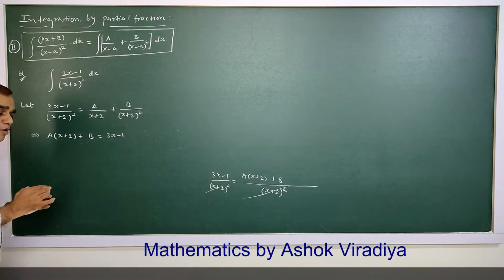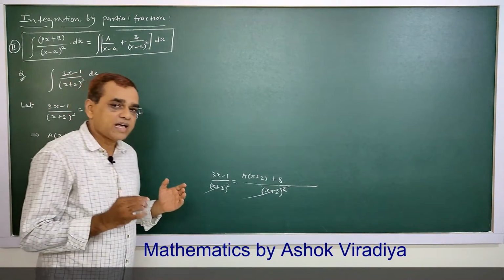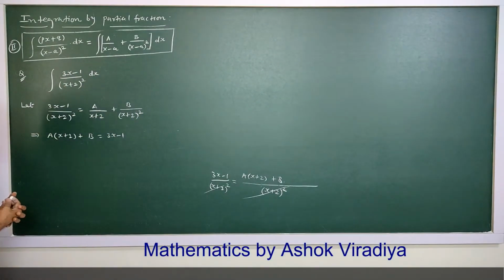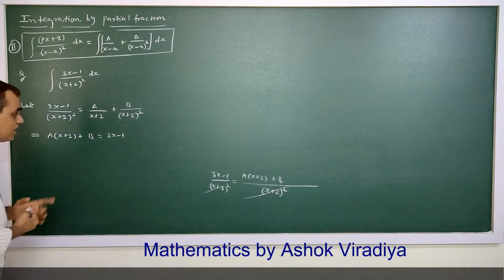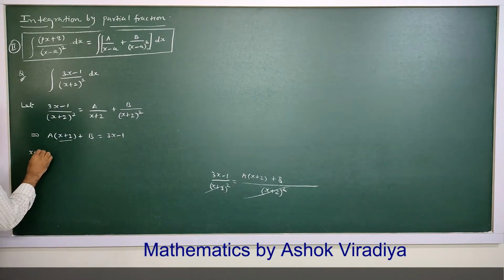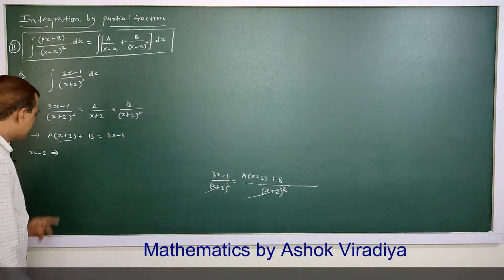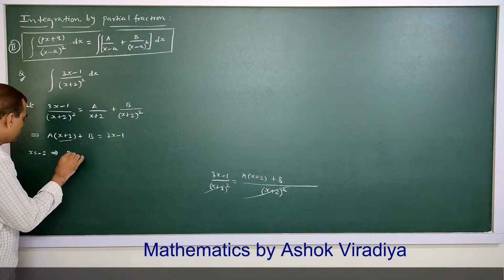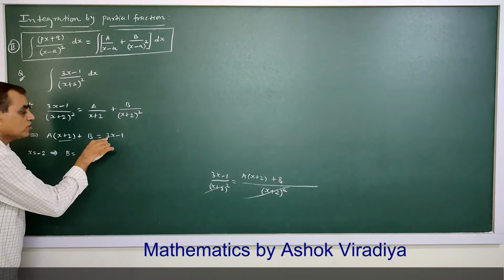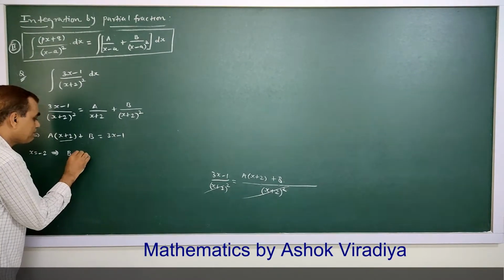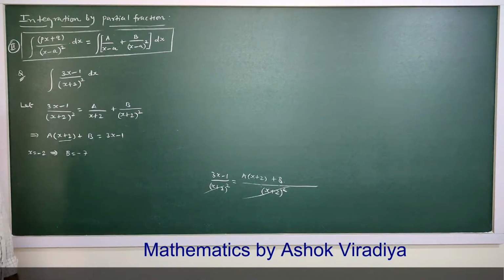Now, choosing a proper value of x, we can calculate the values of a and b. So look, if I take x equal to minus 2, b can be found directly. Taking x equal to minus 2, a into 0 is 0, b is equal to, putting minus 2 here, 3 into minus 2 is minus 6, minus 1, minus 7. b is minus 7.